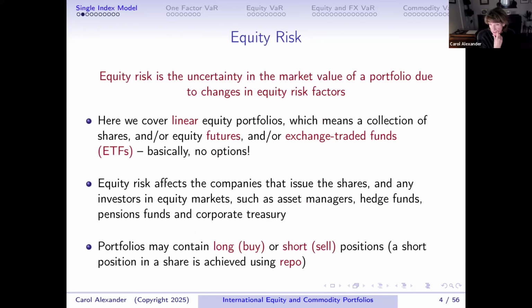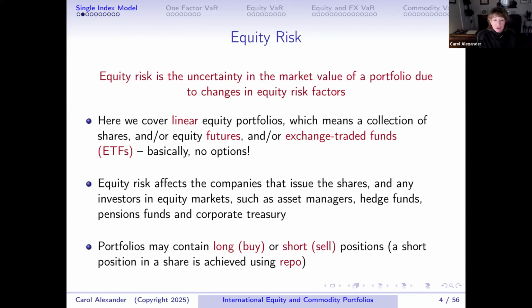And remind ourselves what we're looking at in this video is equity risk, which is the uncertainty in the market value of a portfolio due to changes in equity risk factors. So a stock portfolio could have, as well as equity risk, foreign exchange risk, also called currency risk, because it may be that you have foreign stocks in your portfolio. So equity risk wouldn't be the only risk. At the beginning, we're just going to be looking at domestic stocks. And so the only risk factors are equity risk factors. And we're not going to be looking at options, only linear equity portfolios.